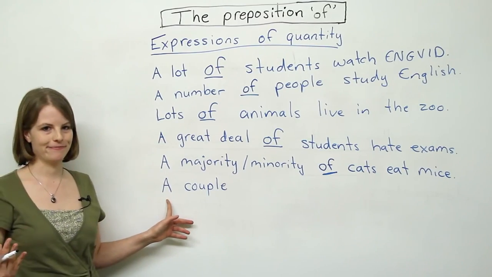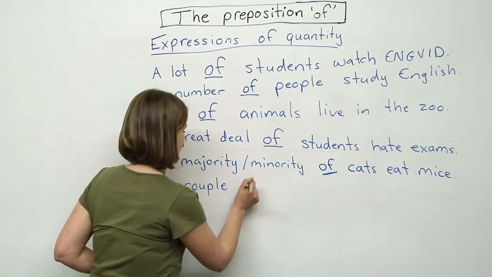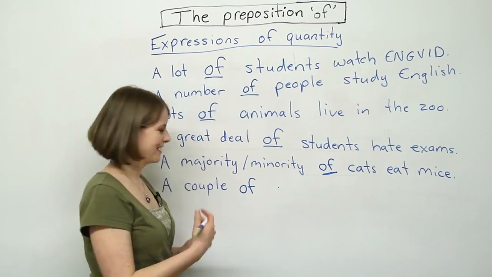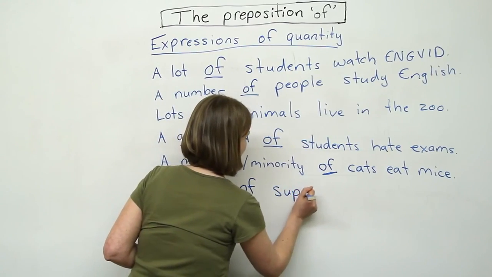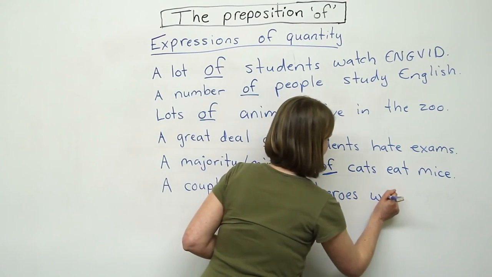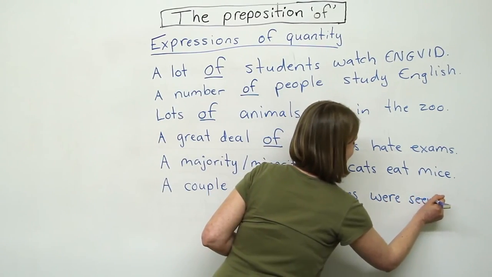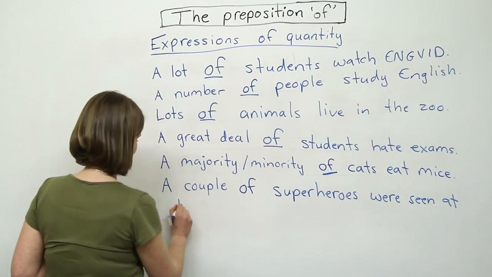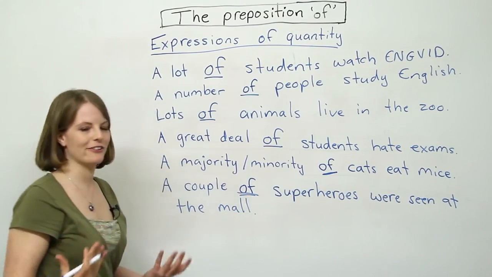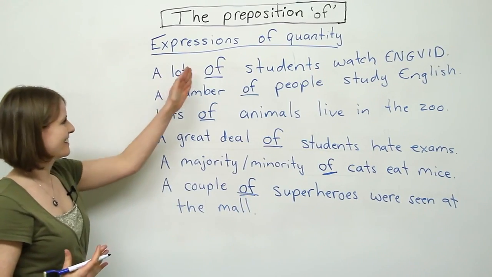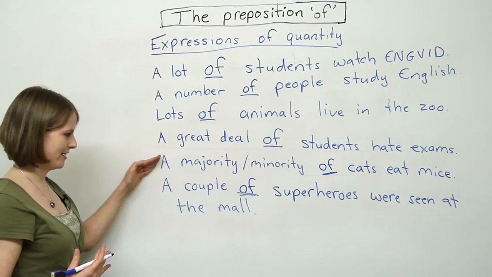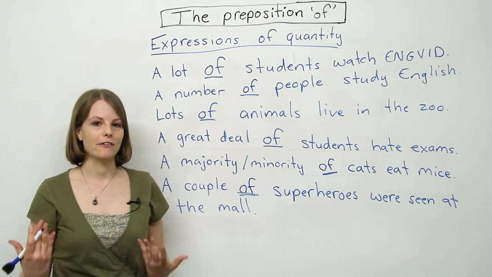Finally, the word a couple. A couple of, that's a good way to finish this sentence. A couple of superheroes were seen at a mall. So it doesn't matter what your sentence is. The main thing is that for these expressions, a lot, a number, lots of, a great deal of, a majority, a minority, a couple, they all need of.